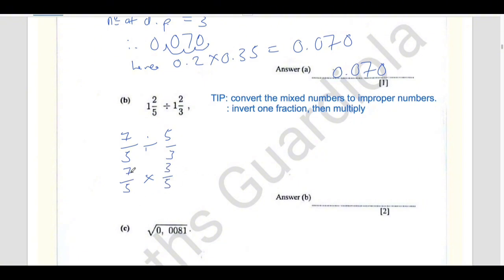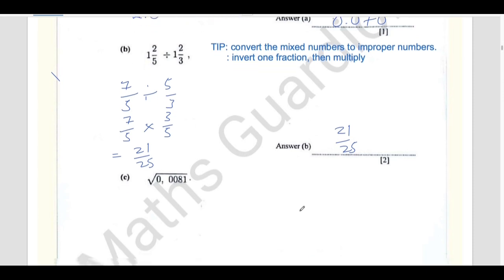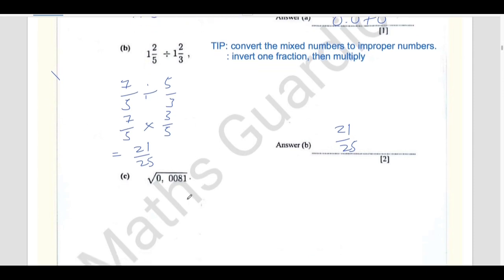Then it's now simple. We multiply the numerators together and then the denominators together, since there are no common factors between the numerators and the denominators of both fractions. So 7 times 3 gives us 21. 5 times 5 gives us 25. There are no common factors between 21 and 25, so it means that 21 over 25 is in its lowest terms. All right.